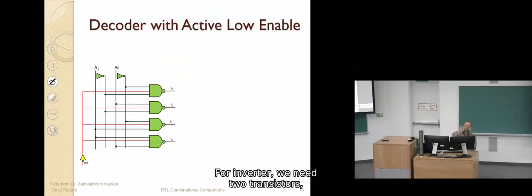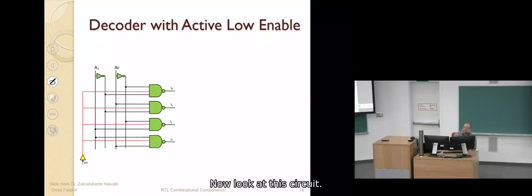For an inverter, we need 2 transistors, one PMOS and one NMOS. We put them together and we build an inverter. So an inverter is almost free. It's a very good component, a very good element. So we put an inverter here.